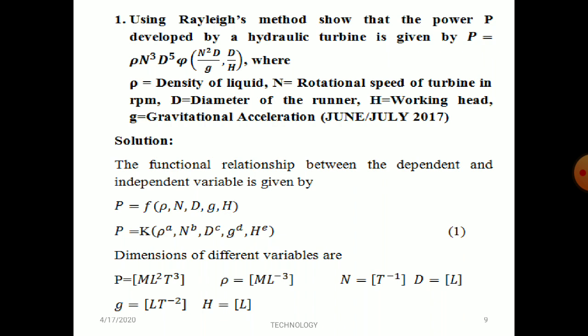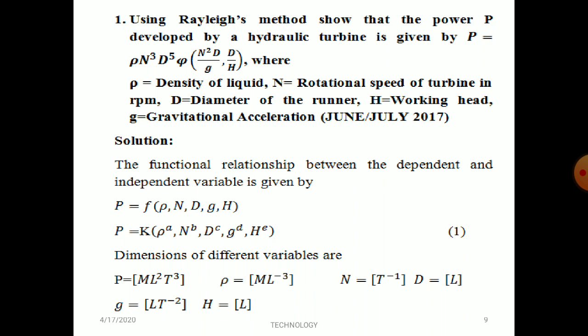Now, in the Rayleigh method, the first step is to classify the parameters, that is, independent and dependent variables, into two categories. I have to see which parameter is dependent on which. Now we can see the expression: P is a dependent parameter, whereas rho, n, d, g and h are independent parameters. We have to get an expression for the dependent parameter as a function of the independent parameters. The expression is given in the problem itself, and we have to prove that expression.